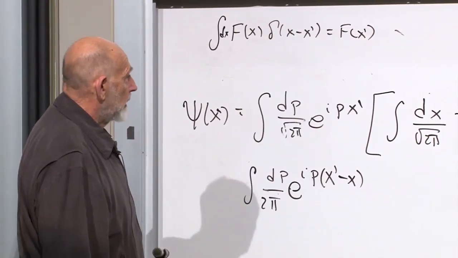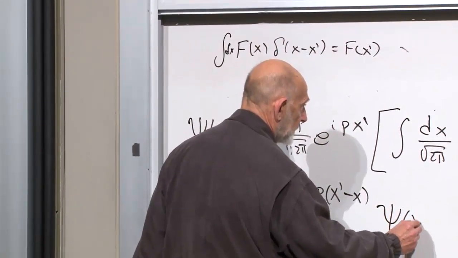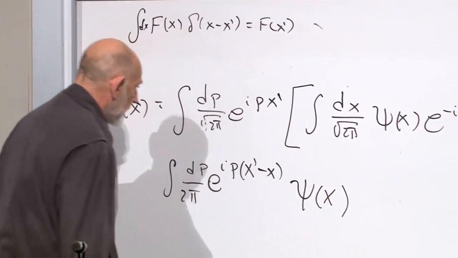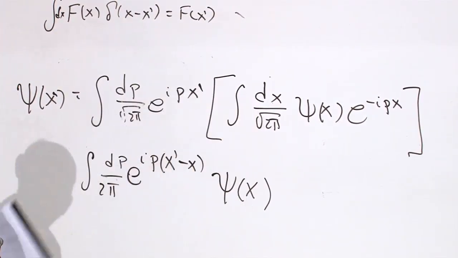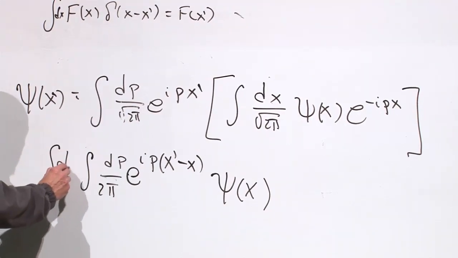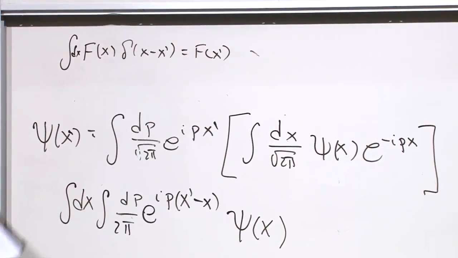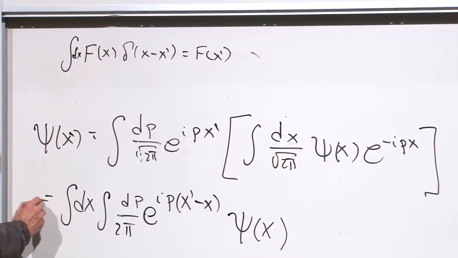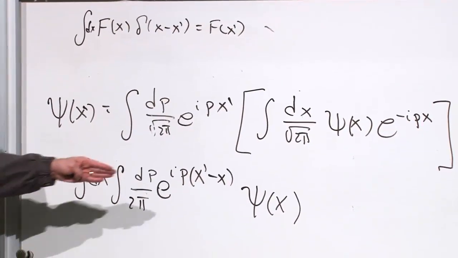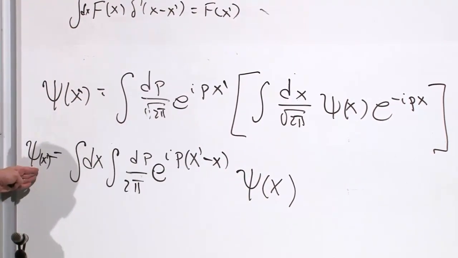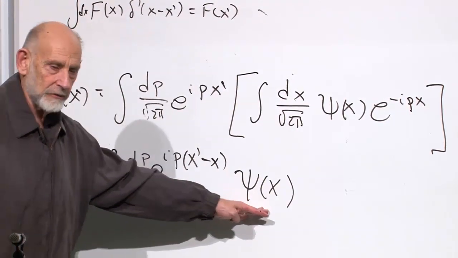And then we still haven't written down psi of x, so let's write down psi of x. Now interchange the order of integration of x and p and write this as integral dx. Integral dx. That's equal to psi of x prime. So look what we have. We have a relationship between psi of x and psi of x prime. We have a way of writing psi of x prime in terms of psi of x.